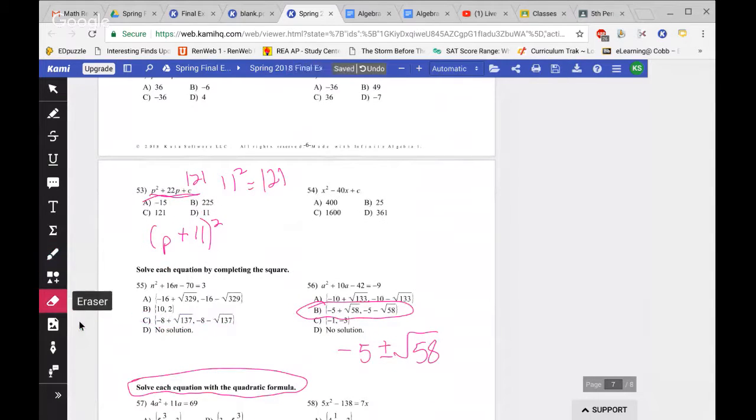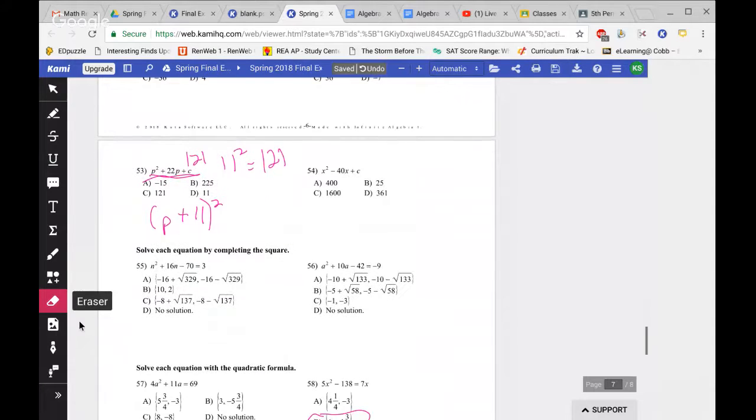How are you all in completing the square? Is that what you need me to go over, Ethan? Or the quadratic formula? That's what I need to. I just wanted to see how that's done to make sure I'm doing it right. Number 55, 56, and then the quadratic formula? Yes, ma'am. Okay. All right.